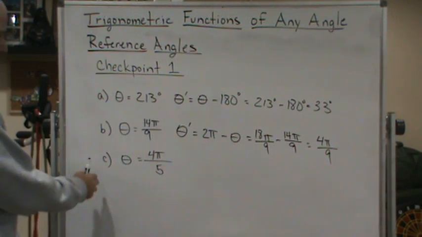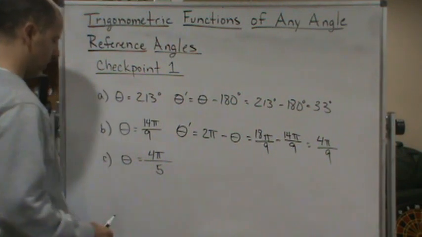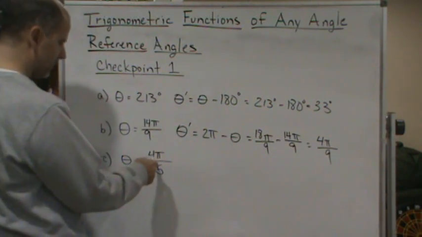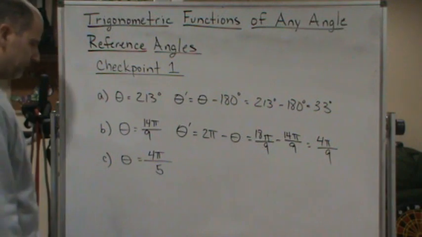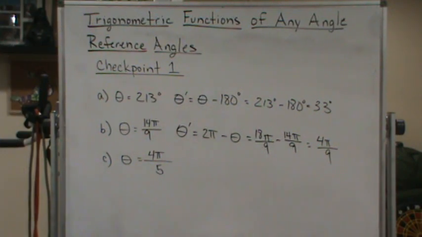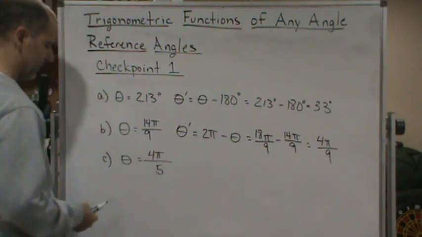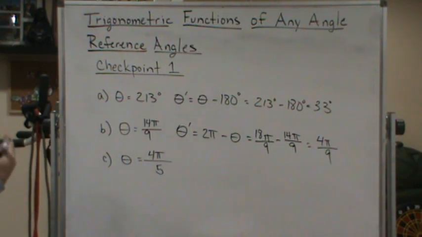Okay, now part C. Part C gives me another angle, theta in radians. So now this is actually 4 pi over 5. So this is less than pi, so we could be in the second quadrant, but is it bigger than pi over 2? Yes, it's bigger than pi over 2, but it's less than pi, so we're in the second quadrant.